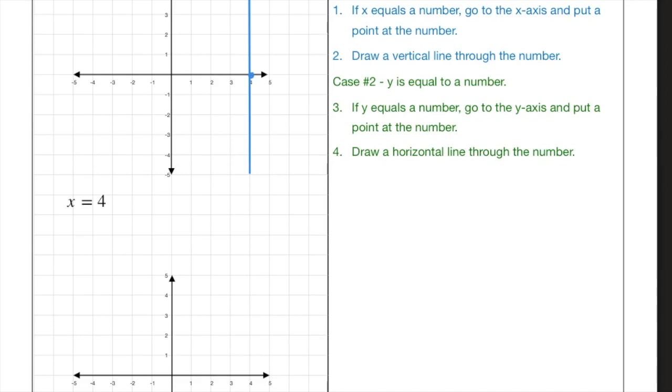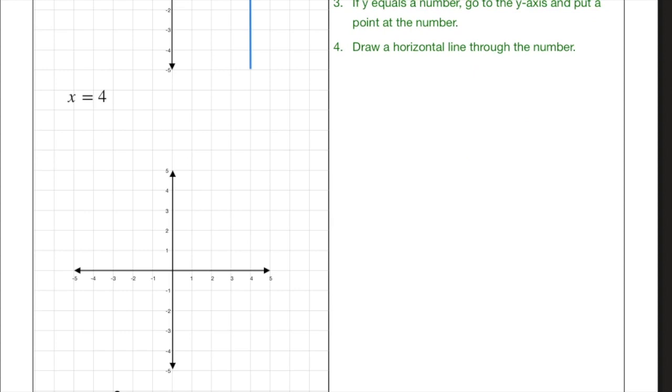Now, let's look at the second case. For the second case, it says y is equal to a number. So in this case, if y equals a number, go to the y-axis and put your point at that number. So in this case, we have -2. So I'm going to go to -2. This is where -2 is.